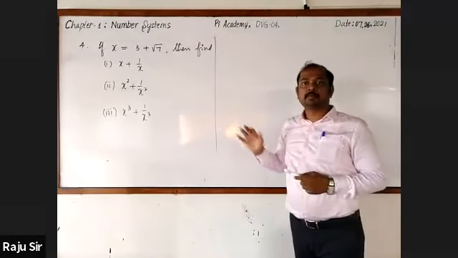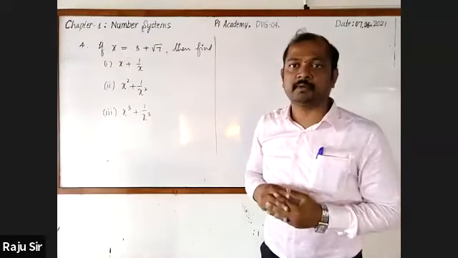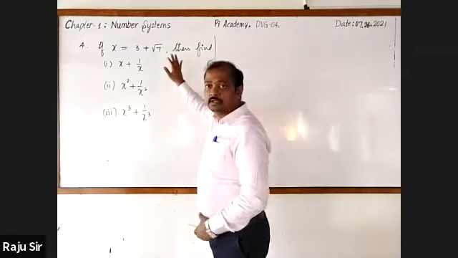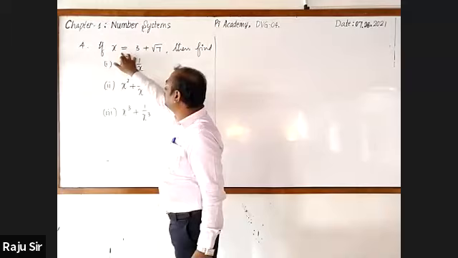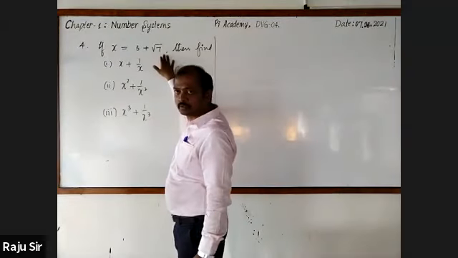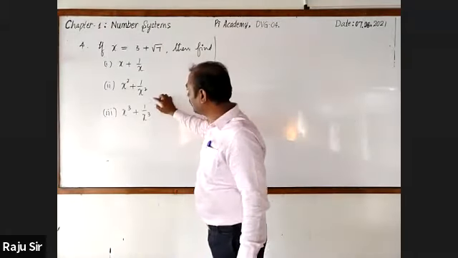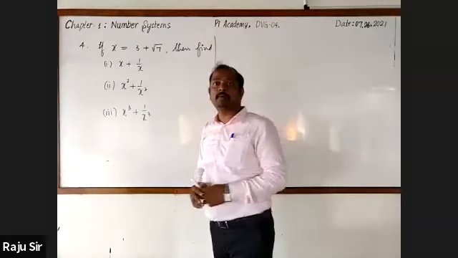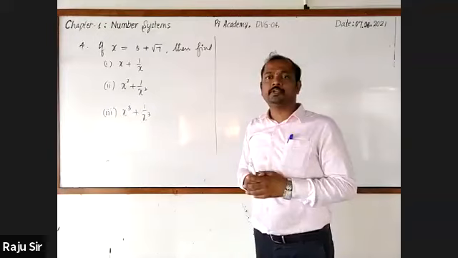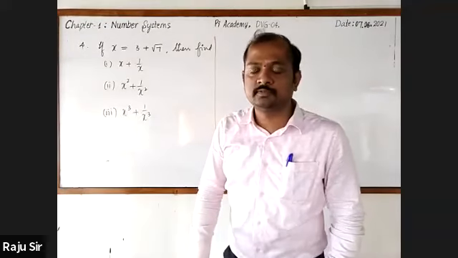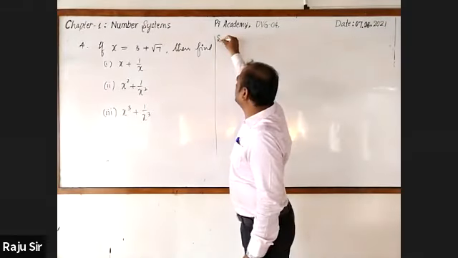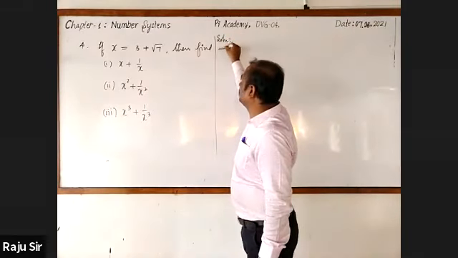I've taken this problem from your previous year question paper. In that, the same statement has been given. If x equal to 3 plus root 7, then find the value of these: x square plus 1 by x square, x cube plus 1 by x cube. Now let me teach you how to find this. Please don't write, just observe the board.